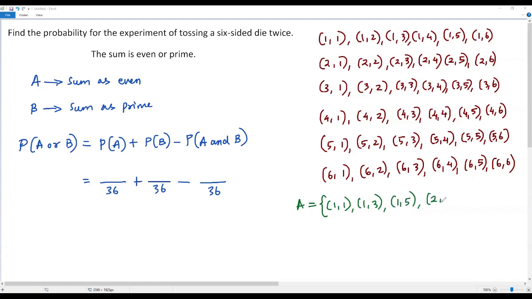Then 2, 1. 2, 1 also will not work because when I add 2 and 1, it's 3. 2, 2 can be considered because 2 plus 2 is 4, and 2, 3 will not, and 2, 4 okay. And 2, 5 not, 2, 6 yes, and let's come to the third row. 3 plus 1 is 4. Let me write it. And 3, 3 in the third row, and 3, 5, then 3, 6 will not work.